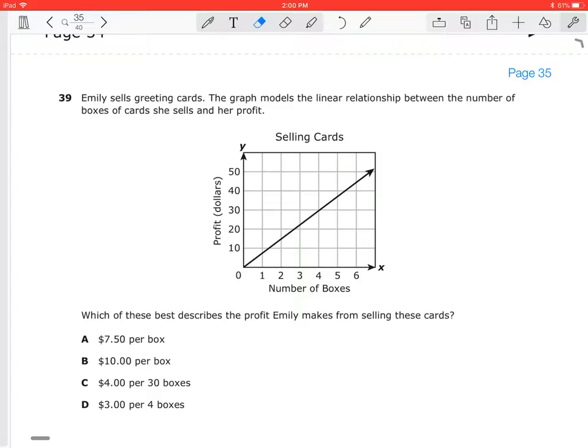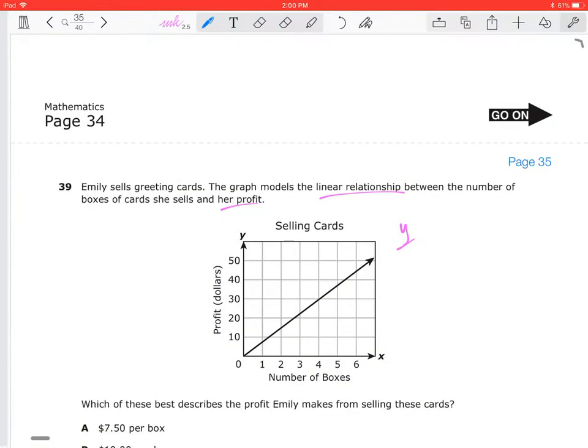Okay, welcome back. So number 39, Emily is selling greeting cards. The graph models a linear relationship between the number of boxes of cards she sells and her profit. Look, the first thing I want to point out here, it goes through the origin, and it's a linear graph. So that means that y varies directly with x.